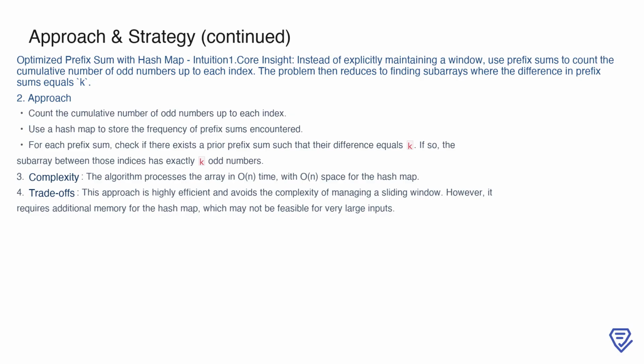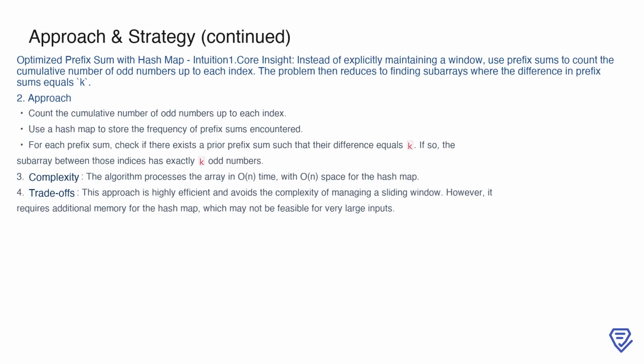For every prefix sum, we check if there exists a prior prefix sum whose difference with the current one equals k. If such a prior prefix sum exists, it indicates that the subarray between their indices contains exactly k odd numbers, and the frequency of that prior sum tells us how many such subarrays exist.